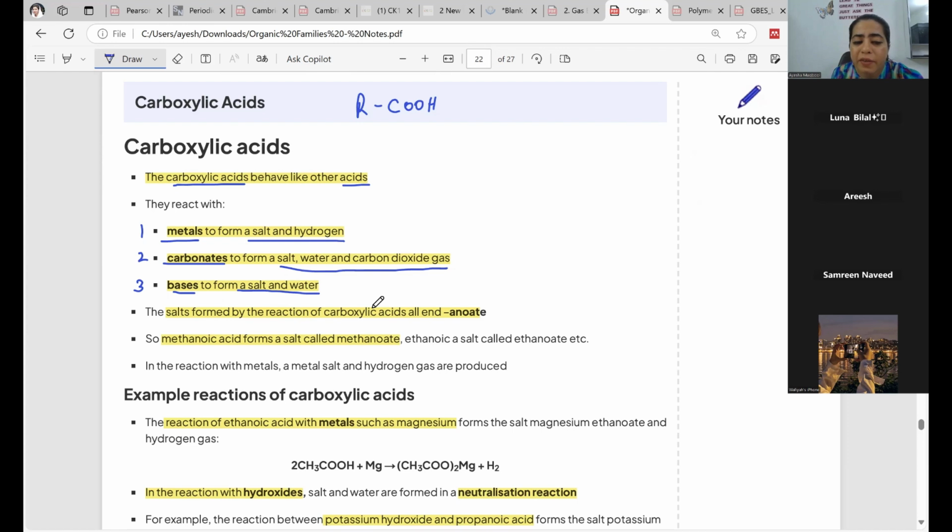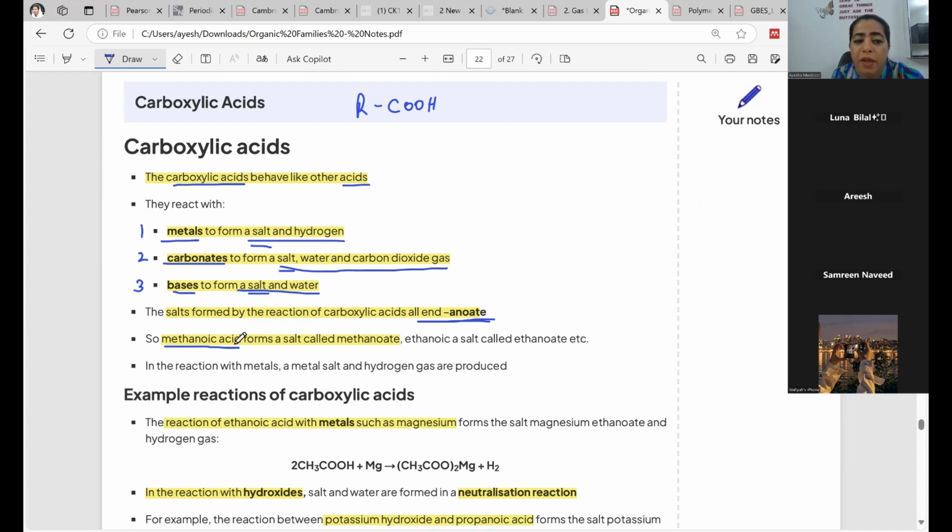For the carboxylic acids, in all the reactions they are producing salt. So when we want to name the salt, we are going to write -oate at the end of the name. For example, we have methanoic acid. When it is reacting with a metal, maybe with a carbonate, maybe with any base, it has to make this product, right?